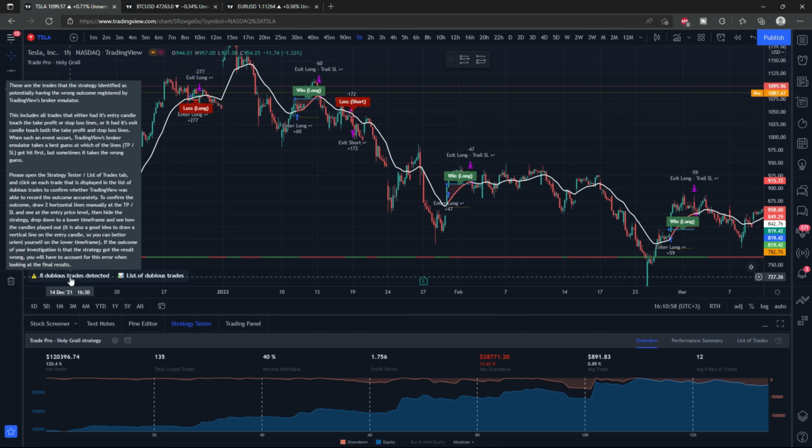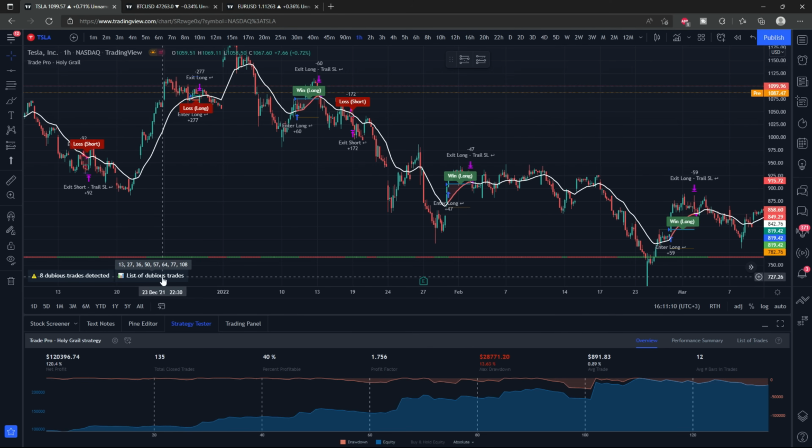If the outcome of your investigation is that the strategy got the result wrong, you will have to account for this error when looking at the final results. So this is going to tell you the 8 dubious trades detected and a list of those trades in the backtesting order. So you can see right here, it pops up 13, 27, 36, 50, 57, 64, 77, 108. So those are the trades that in backtesting had potential dubious trade activity.